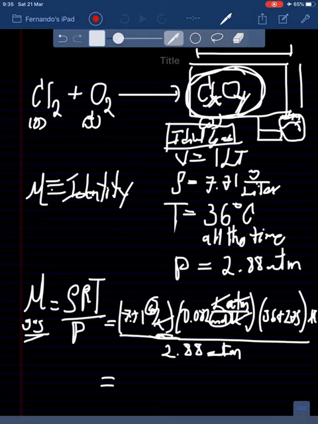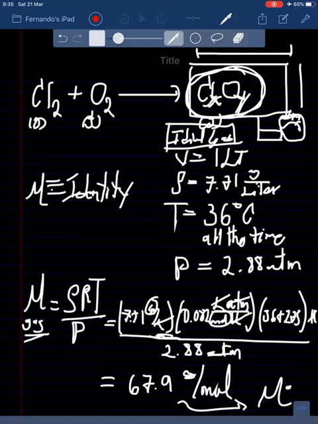So if you go and do the math, I'm going to give you a couple of seconds so you can do the math. The number that I get is 67.9 grams over mole. And this is the molar mass of my gas. So I already have the last name, right, of the gas that I am trying to identify here. So it's looking pretty cool.